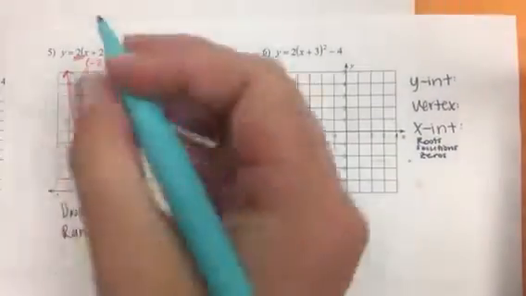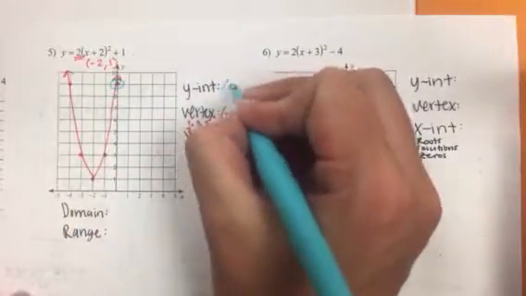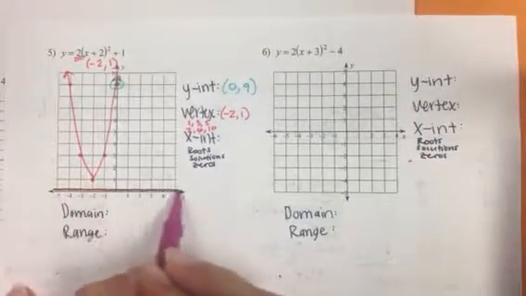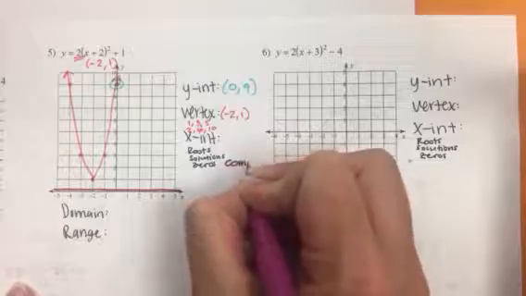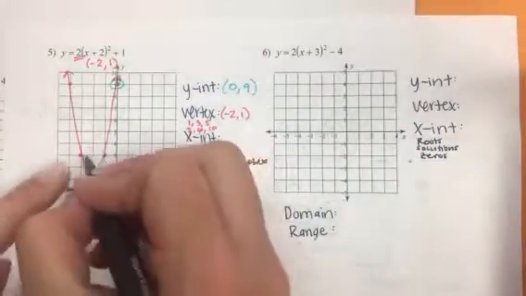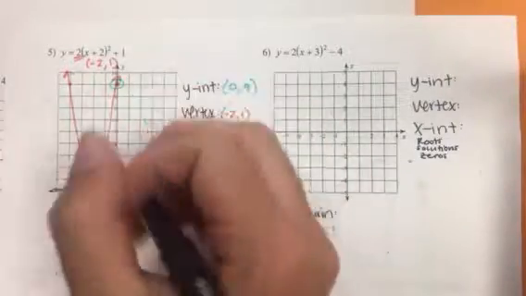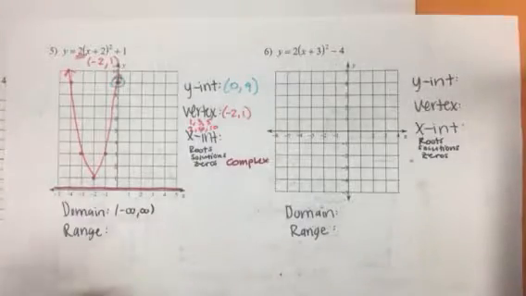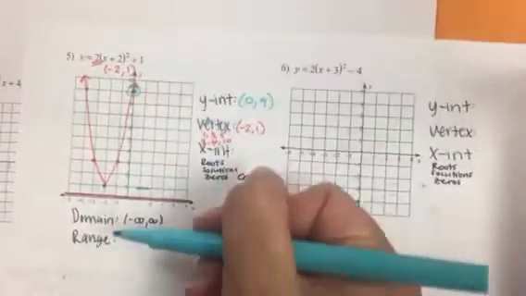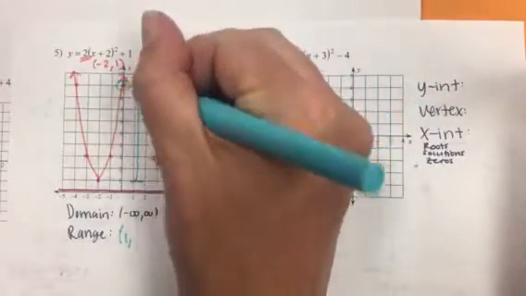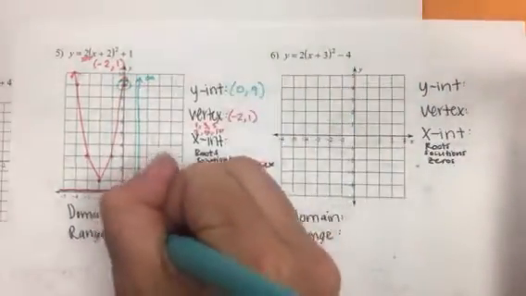My y-intercept is already there, 0, 9. And my x-intercepts on this one, it is not touching, which means they are complex. Domain, the x's continue in both directions because of the arrows. And the range, I check, it starts at 1 and goes all the way to positive infinity.